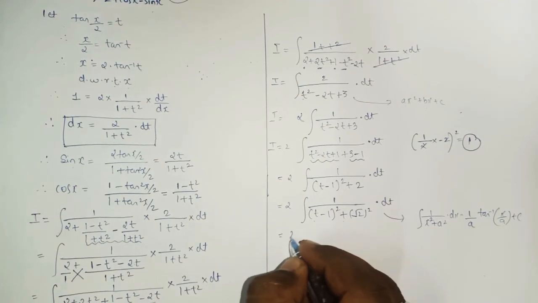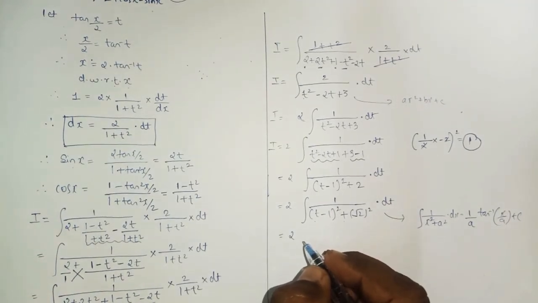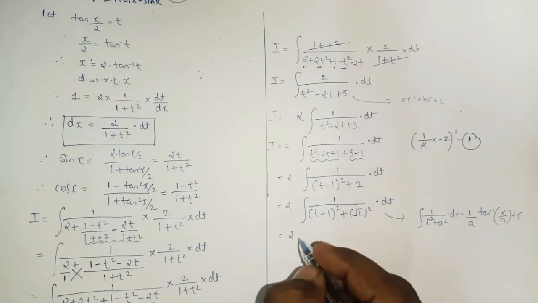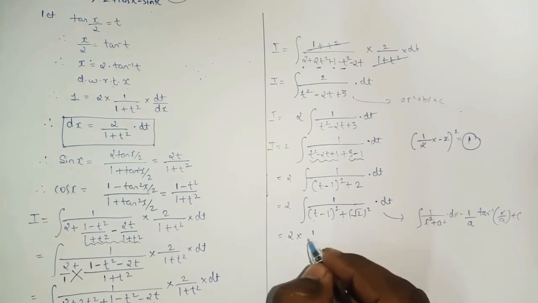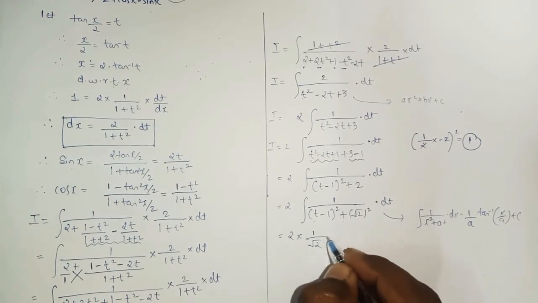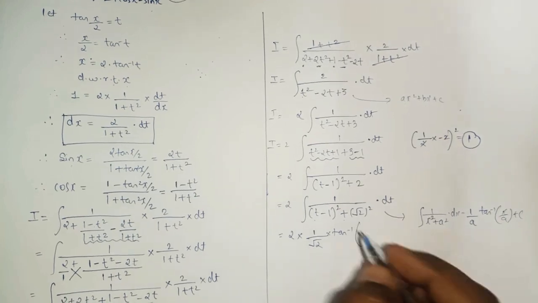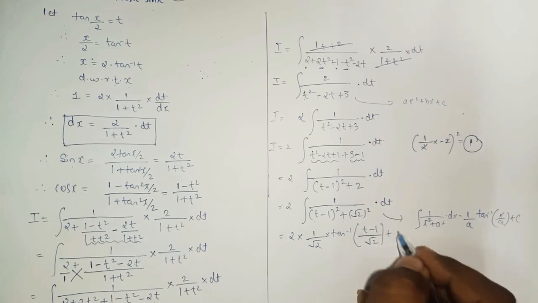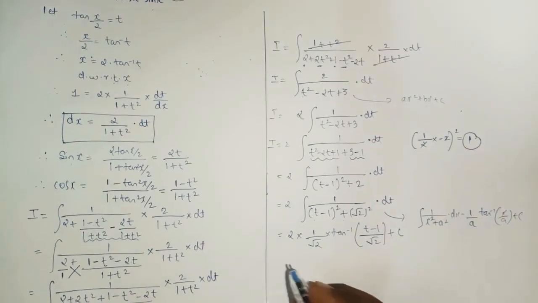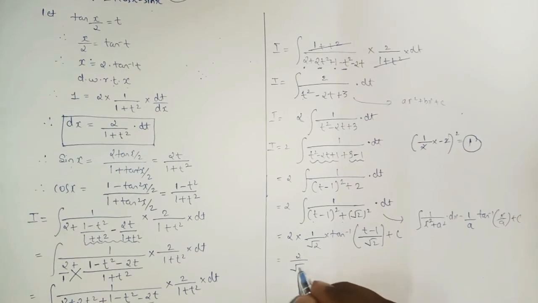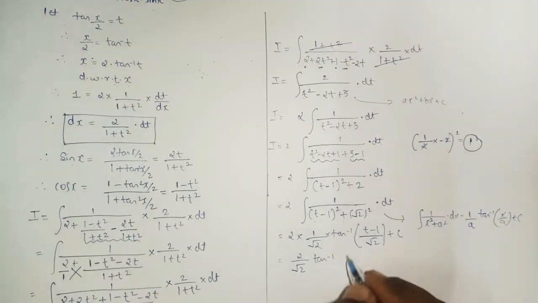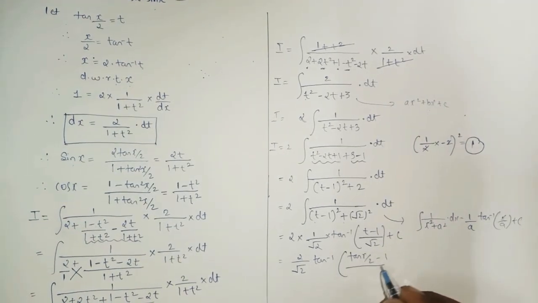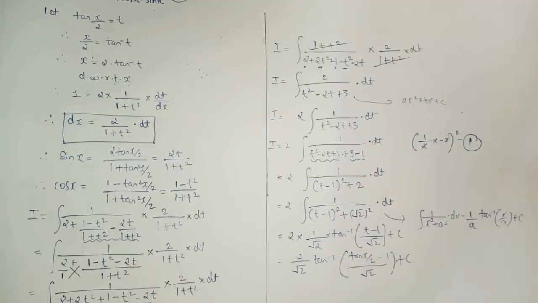So now we'll find the answer, we'll integrate. So this will be 2 as it is, yes or no? Into, we'll apply the formula, that is 1 upon a. What is a here? It is root 2 into tan inverse x by a. Here x is t minus 1, and a is root 2, plus c. Okay, so this will be 2 upon root 2 tan inverse, we'll resubstitute the value of t, which is tan x by 2, minus 1 upon root 2 plus c.